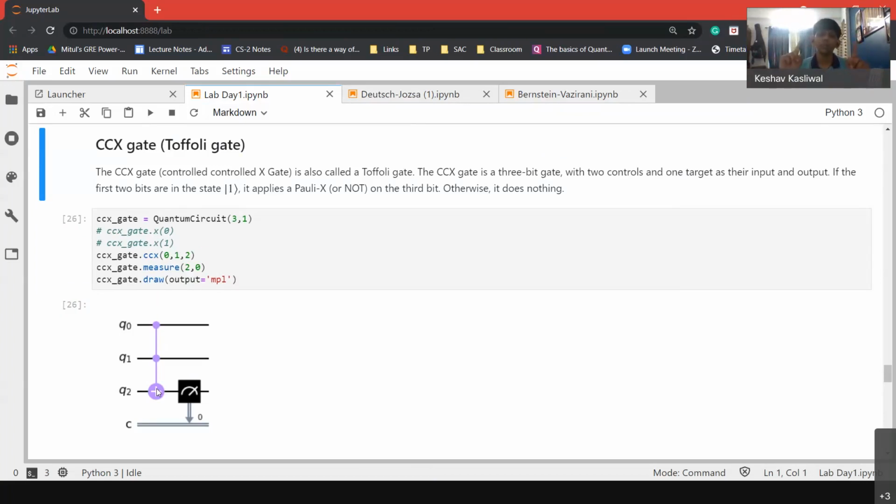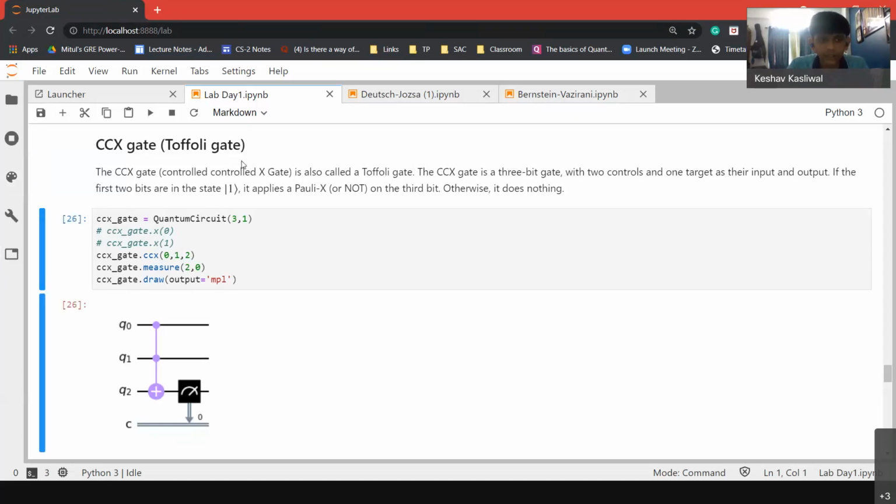Because let's say we have two inputs: 0 0, 0 1, 1 0, and 1 1. This signifies that if the two controls aren't both one, then the result is always 0. However, if both of the qubits are 1, then and only then the output would be 1. That is, only then the state of Q2 will be flipped. That is a slight indication towards the classical counterpart.